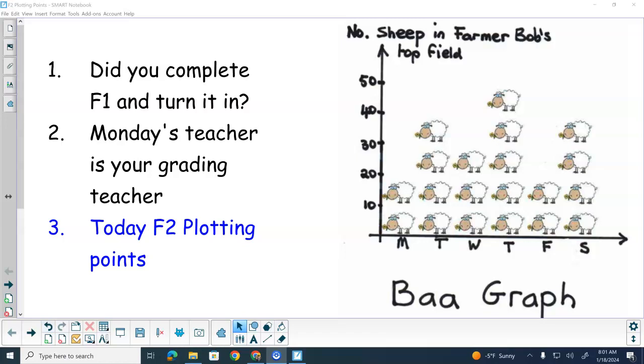And then as you're turning in the homework too, remember that Monday, whoever you have on Monday, that's your grading teacher. So that's the basket that you put it in. Okay? All right?